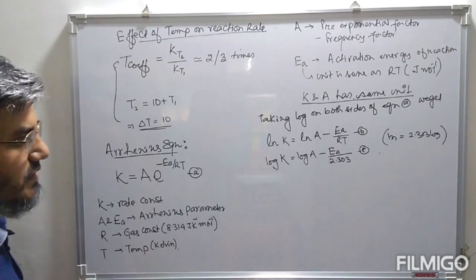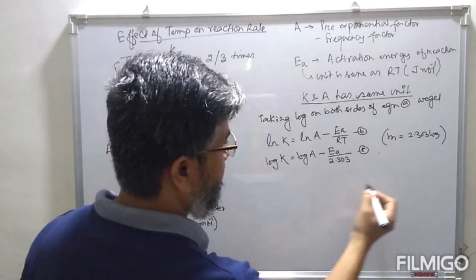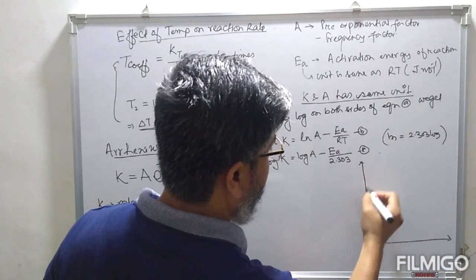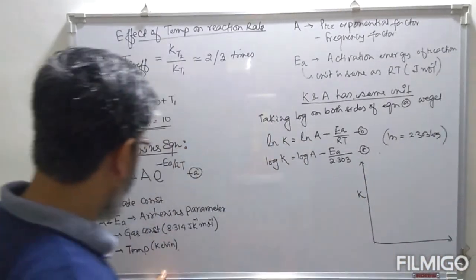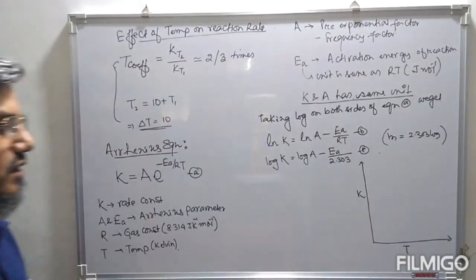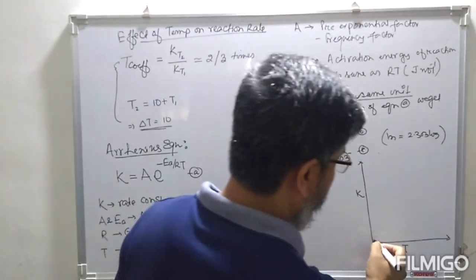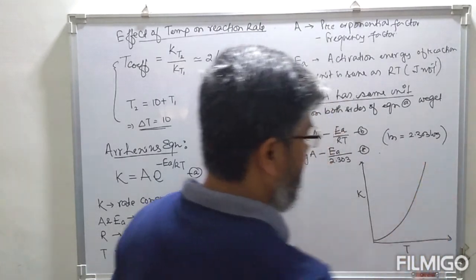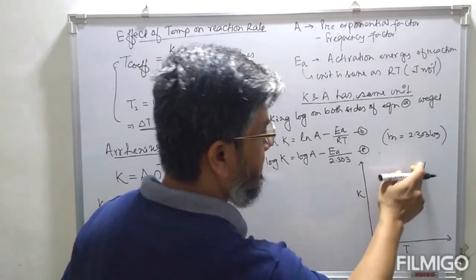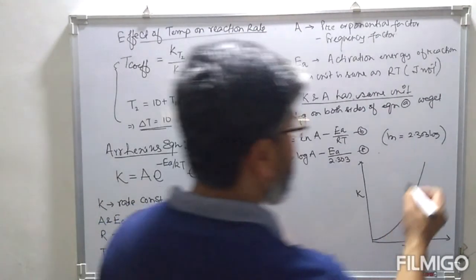So look at this equation A and equation B or C. Graphically we can define this as, we have the rate constant K and temperature T. Now we are increasing temperature. Look at it, this is an exponential increase. So with increase in temperature, the rate constant K increases exponentially for every type of reaction. So this is equation A.